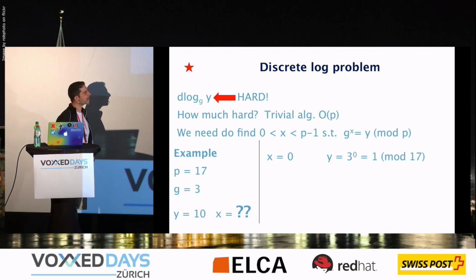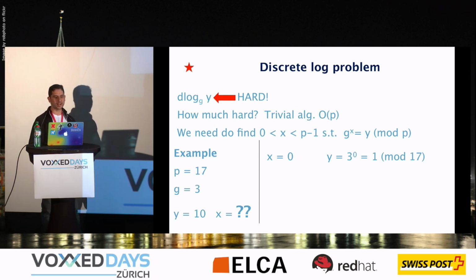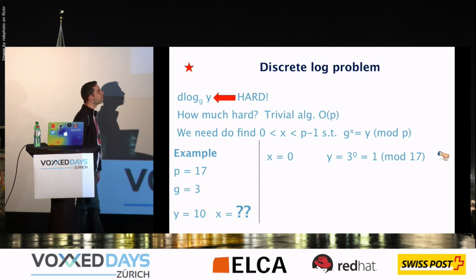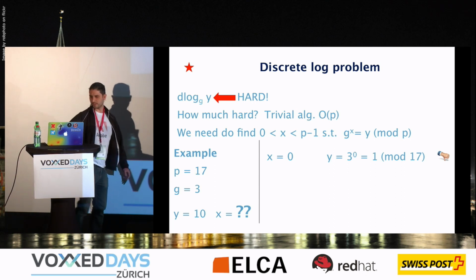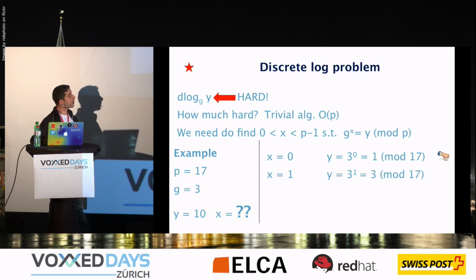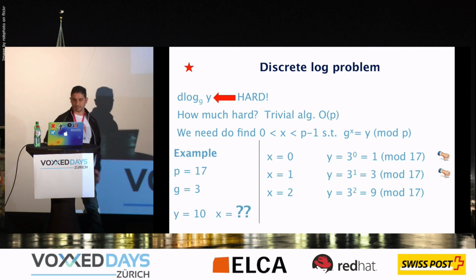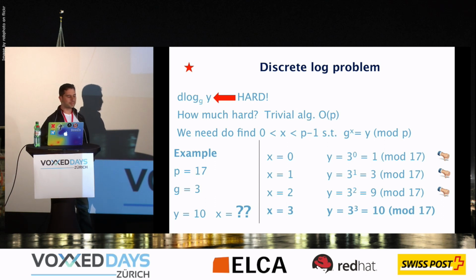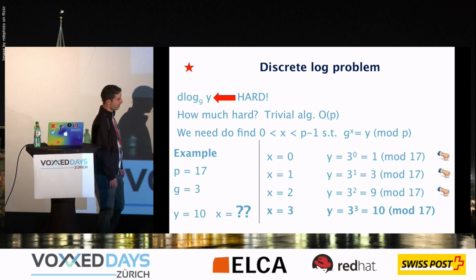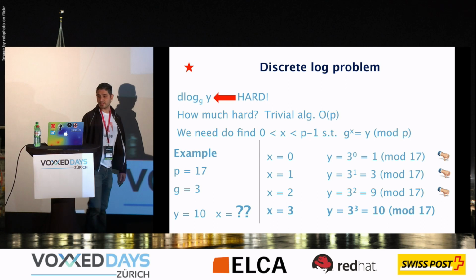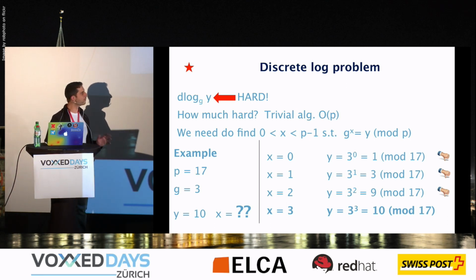We try first with x equal to 0. 3 to the 0 is equal to 1, mod 17 is 1. We're looking for 10. It's no good. So we try with 1. 3 to the 1 is equal to 3. We're looking for 10. It's still not good. So we try with 2. 3 to the 2 is 9, mod 17 is still 9. We're not good. And then finally, it looks like we found the right one. 3 to the 3 is 27, mod 17 is 10. So it looks like we found a good one.